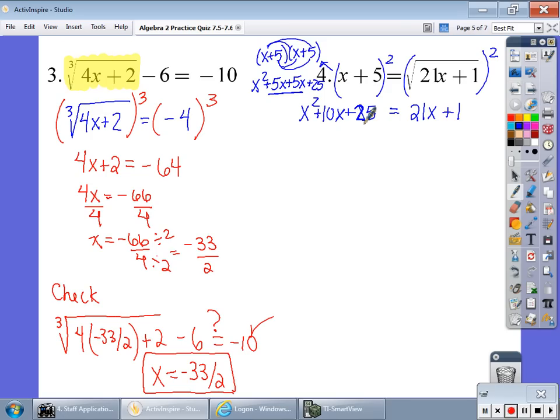All right, so now we're going to subtract 21x from both sides. 10x minus 21x is minus 11x. And then we're going to subtract 1 from both sides. And that equals 0. I need to do this because we have a quadratic equation, and when you're solving a quadratic equation, you want it to say equals 0. So now we're going to factor.